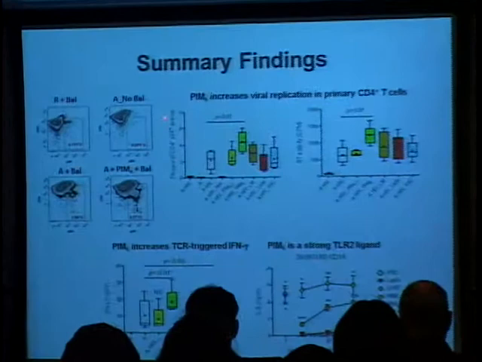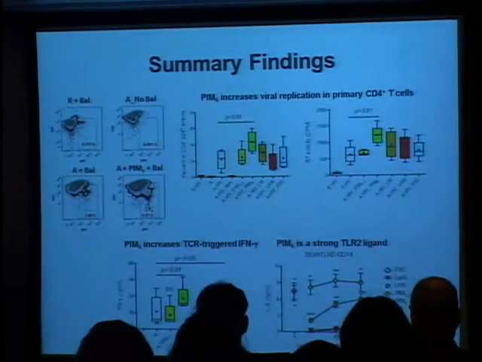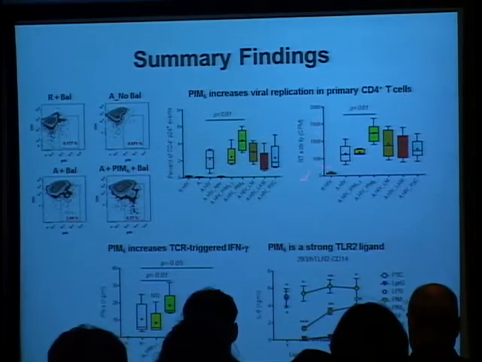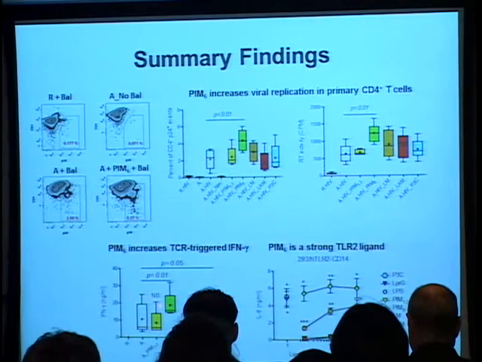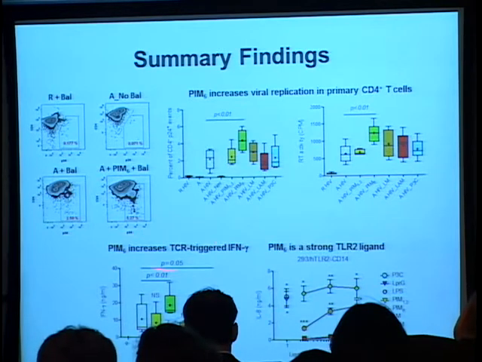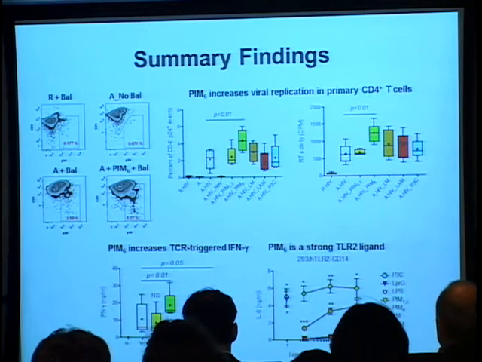So what we found basically is that PIM6, but none of the other cell wall associated glycolipids, LAM, LM, or PIM2, which is very closely related to PIM6 in structure, induces increased HIV replication in the presence of anti-CD3 triggering. This was evident by p24 staining and also by measuring RT activity in the supernatants. This activity of PIM6 was associated with increased interferon gamma, most likely with increased T-cell activation. And the mechanism, we think, is mediated through TLR2 because PIM6 is a very strong TLR2 ligand.